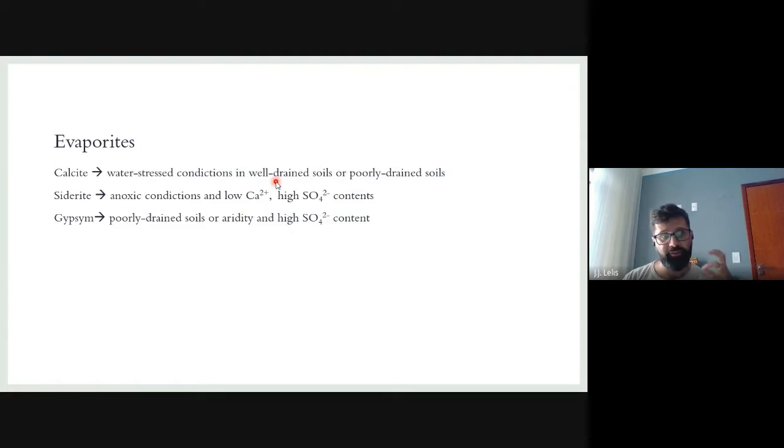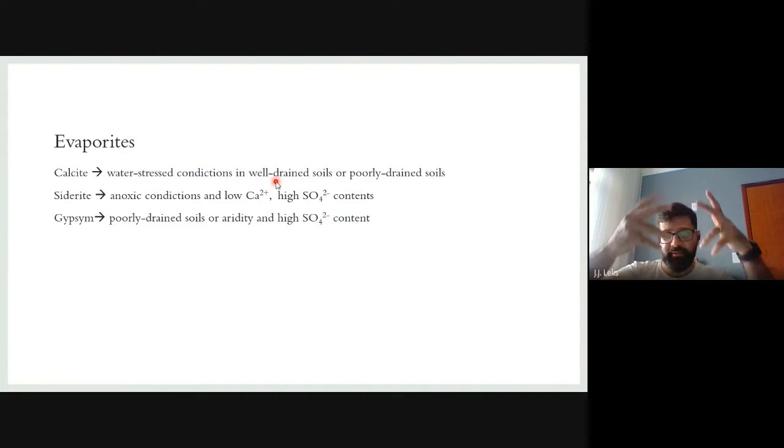But I should understand that when I have a horizon or a layer that presents calcite, we have this specific condition, a semi-arid or arid climate condition. That area expresses a water-stressed condition in well-drained soils. Or, in minor examples, we can see poorly drained soils. Okay, when we have water-stressed conditions in poorly drained soils, soils that can't migrate water very easily.